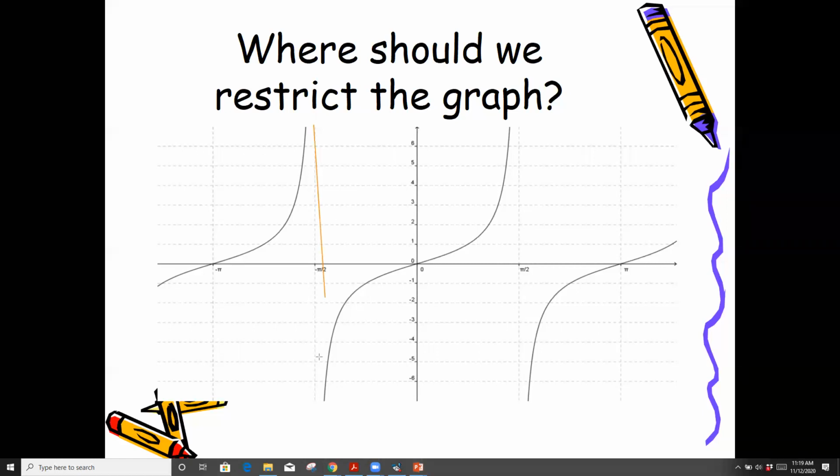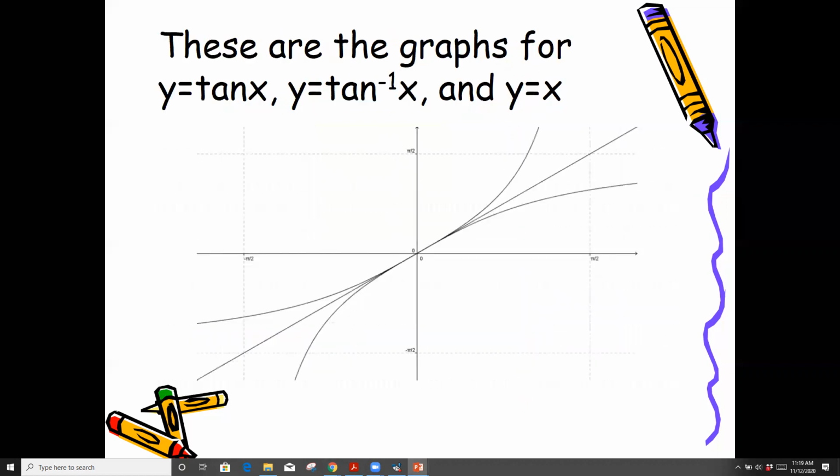Yeah, so if we break it off here and here, if we only look at that interval, it passes the horizontal line test. If we didn't restrict it, then see, it wouldn't pass the horizontal line test. But if we only look between pi over 2 and -pi over 2, it does. Very good. Which means that the inverse is going to look like that. And it is kind of weird to graph.